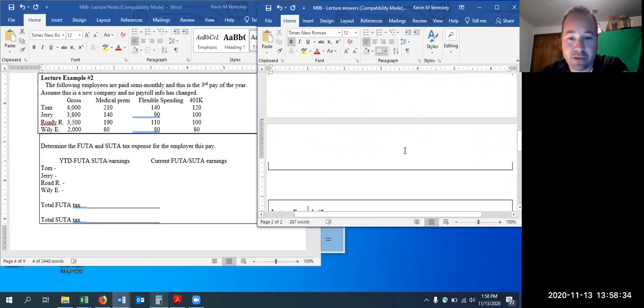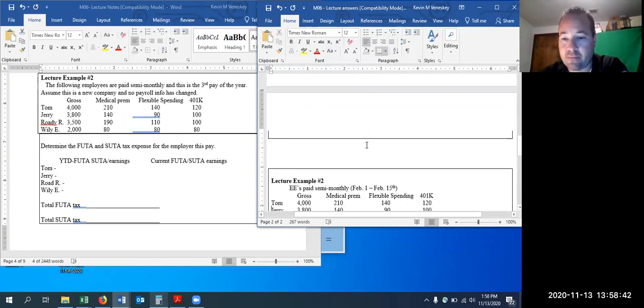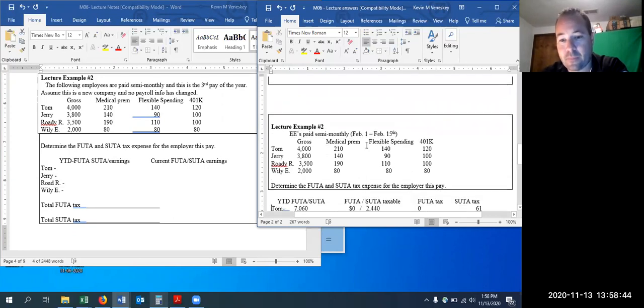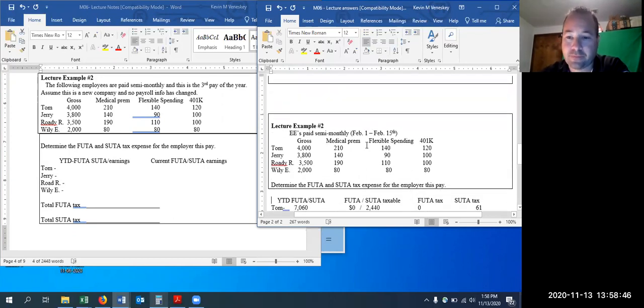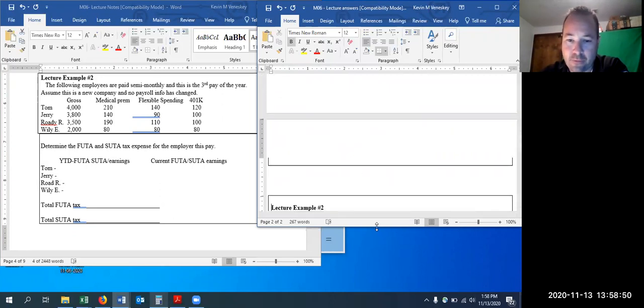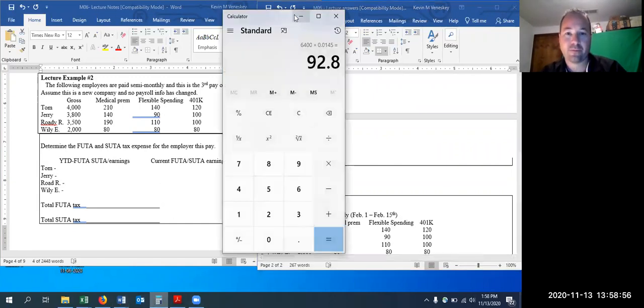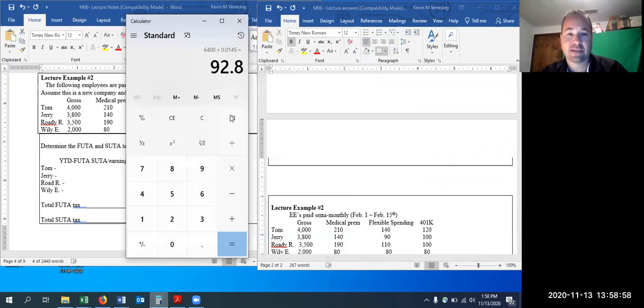All right, so let's look at our Looney Tune characters here, Tom and Jerry, and then we've got the Roadrunner and our Wile E. guy. All right, let's go through. I'll put some of the answers out here to the side. Let's pull up our calculator. We've got Tom starts out with 4,000.